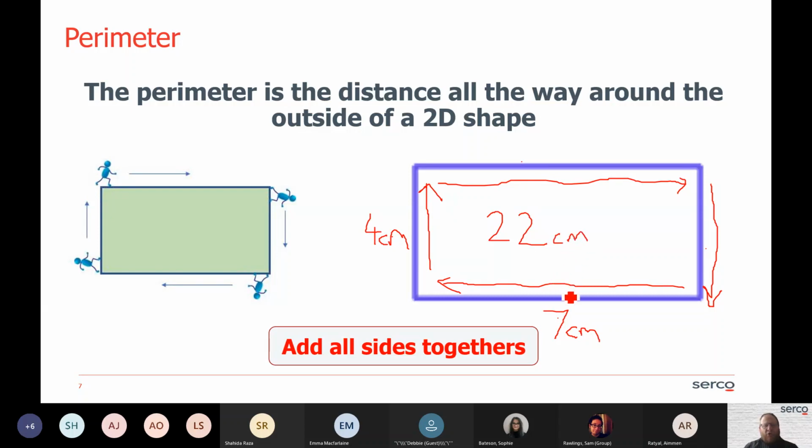I'm not going to cover different kinds of measurements. So you could have had a situation where it says 4 centimeters by 0.07 meters.